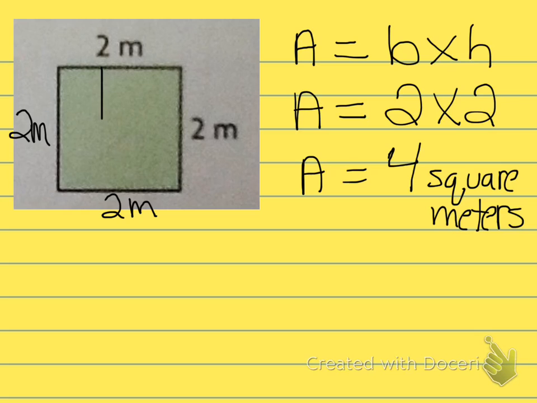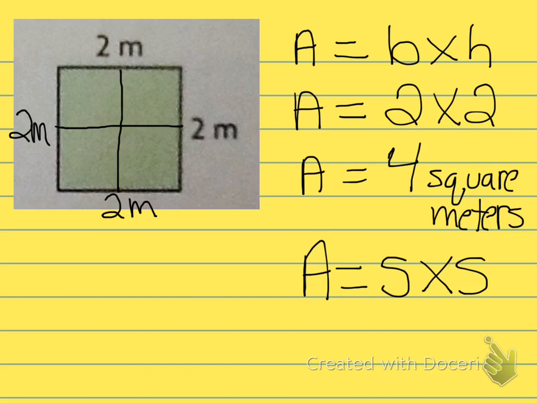So 2 by 2. 2 rows with 2 in each row. And that's 4 square units. Another way we can say the formula for the area of a square would also be the area equals one side times another side.